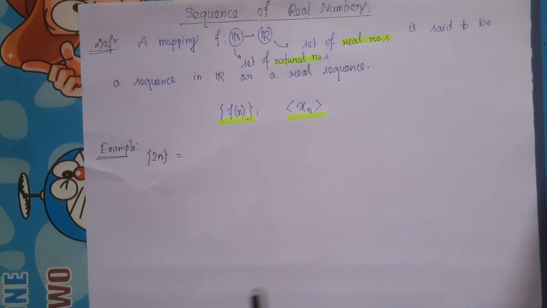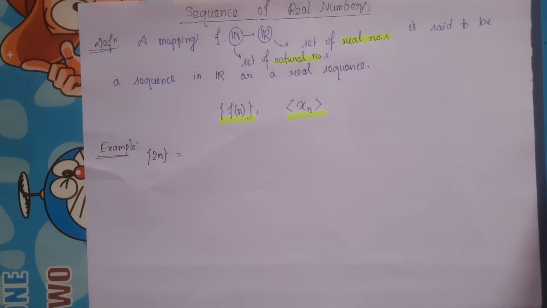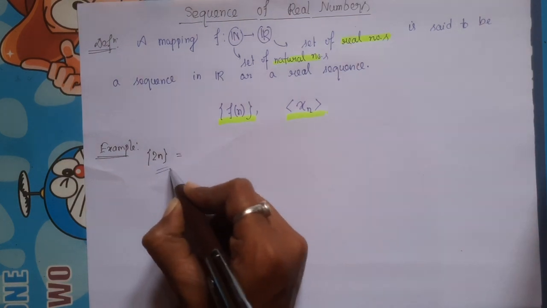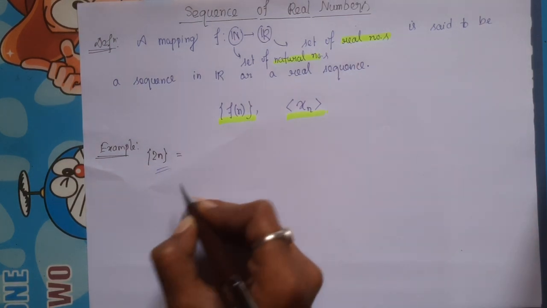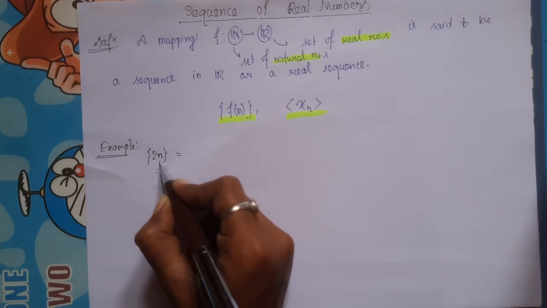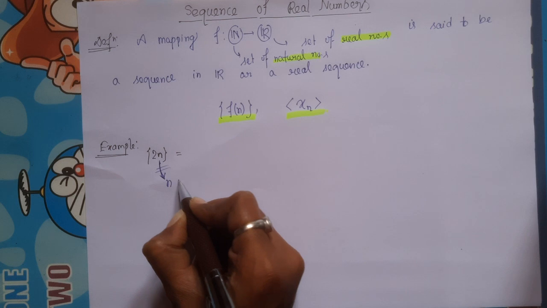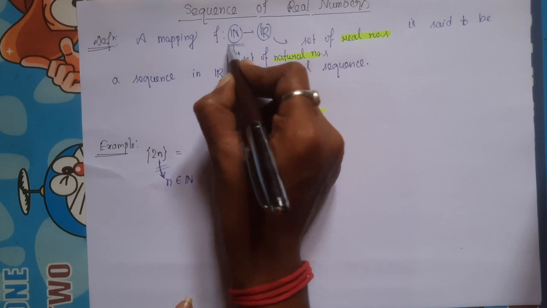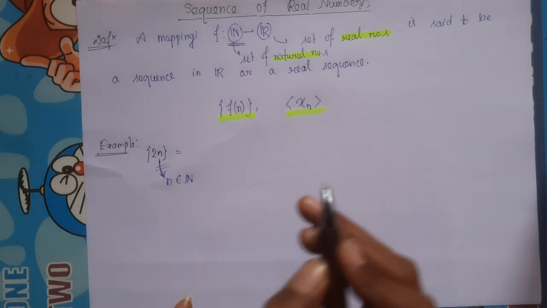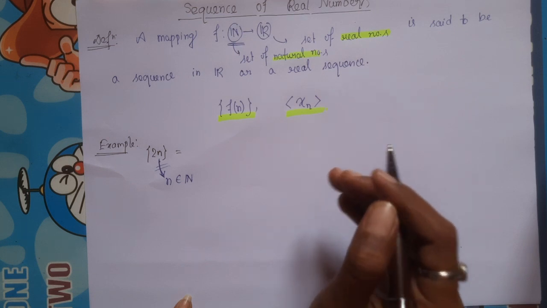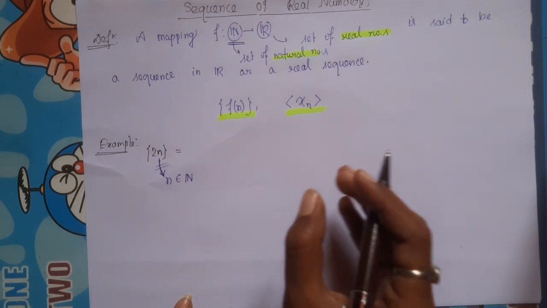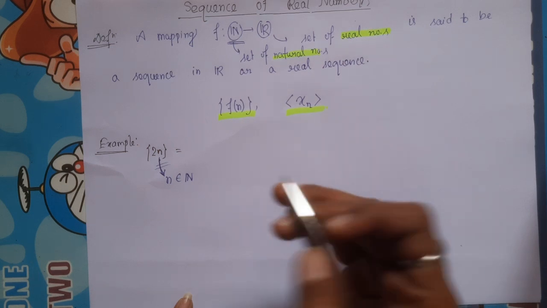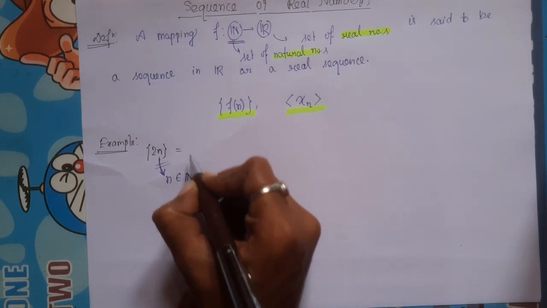Then what are the terms, what are the elements of this sequence? To expand this sequence, or to find the elements of this sequence, what do we have to do? We just have to put in the values of n. And what is n here? n always belongs to the set of natural numbers, because the domain of a sequence is always the set of natural numbers. So in any example of a sequence, we basically have to put in the set of natural numbers to expand the sequence. So let us see what it gives.